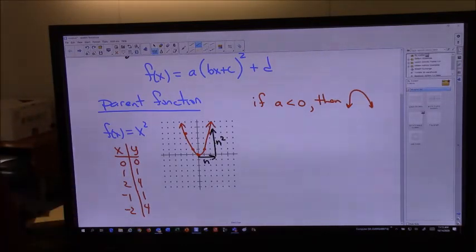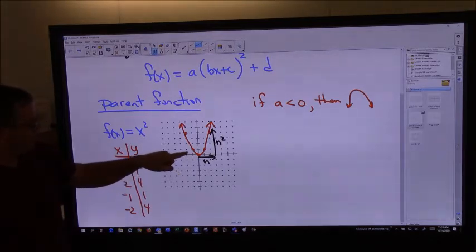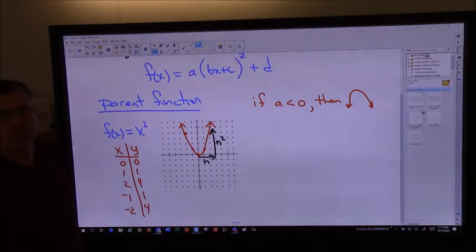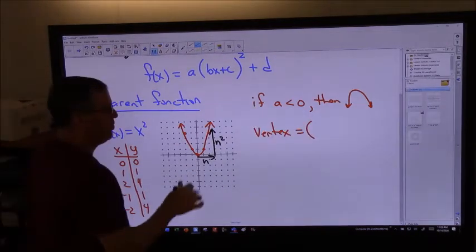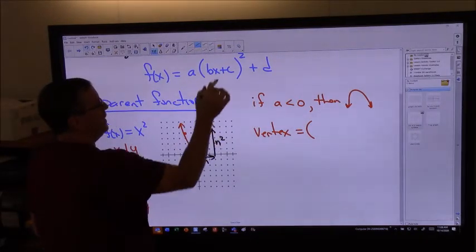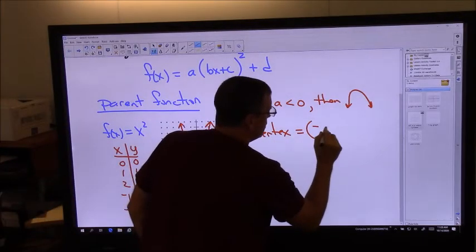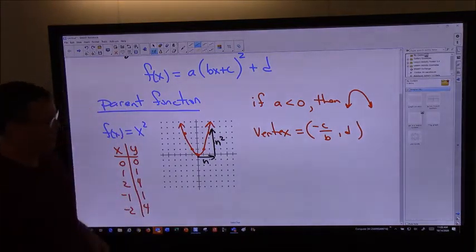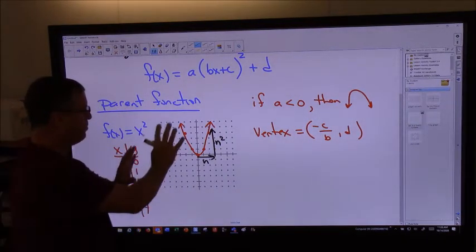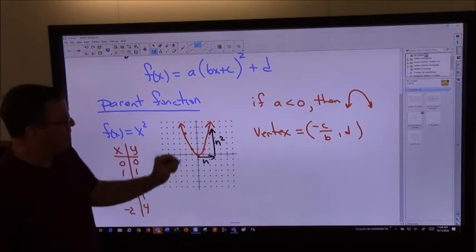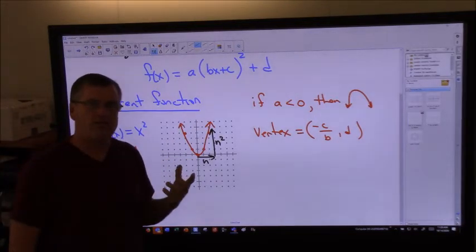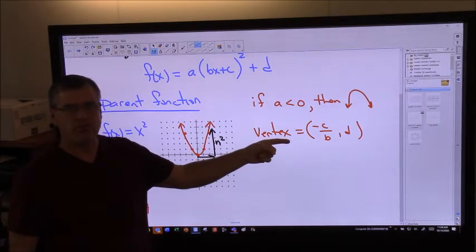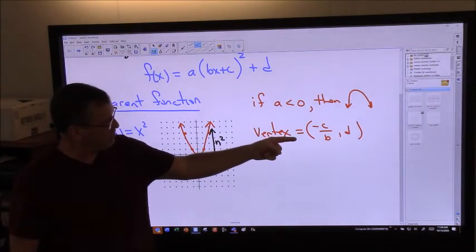So, one of the things I said to you guys was, if I know where the vertex is, then it's pretty easy to find a couple points. So the vertex is always at negative c over b, comma d. Okay? And as we go through and graph different functions, I will keep on asking you guys, hey, there's this one point that's really important. Where is it located? And it's always the same. It's always negative c over b, comma d.